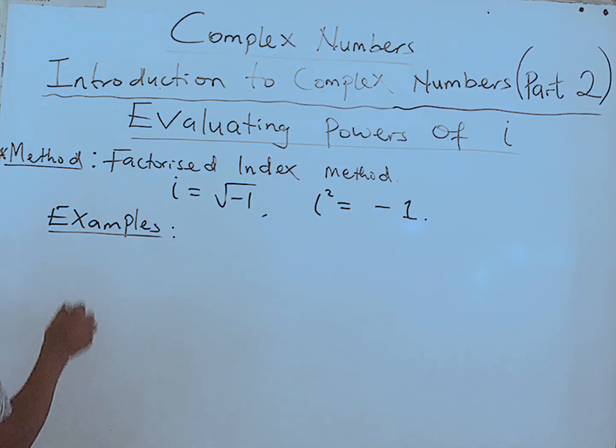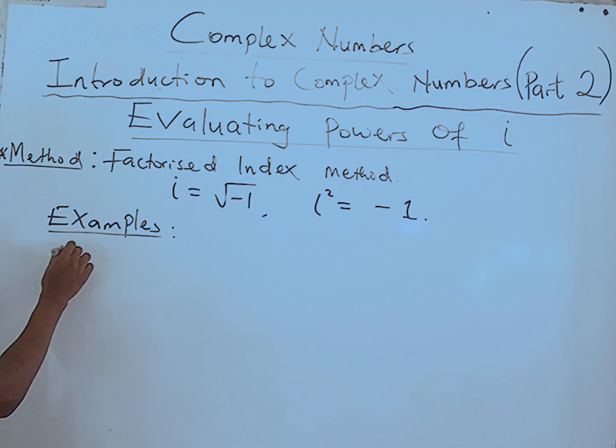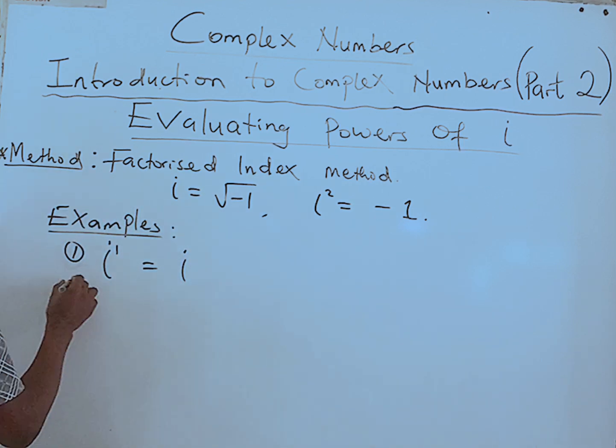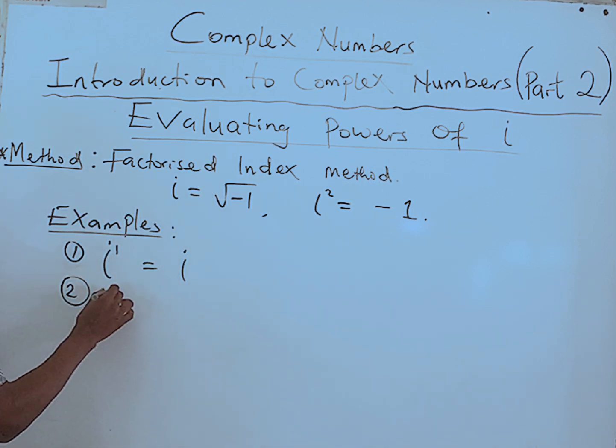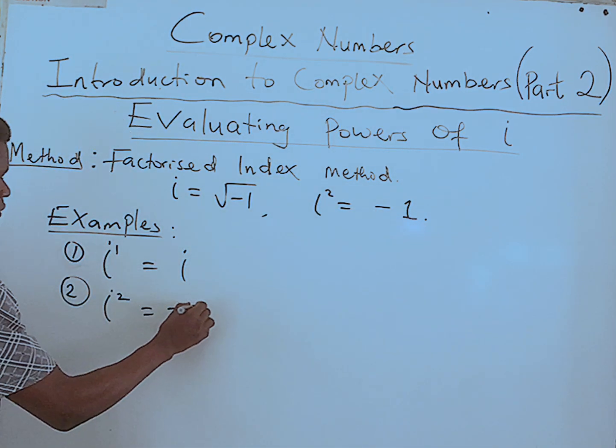The first power of i we are going to look at is i raised to power 1. I raised to power 1 will still be i. And then let's move on to the second example, which is i raised to power 2. I raised to power 2 has been defined as minus 1.